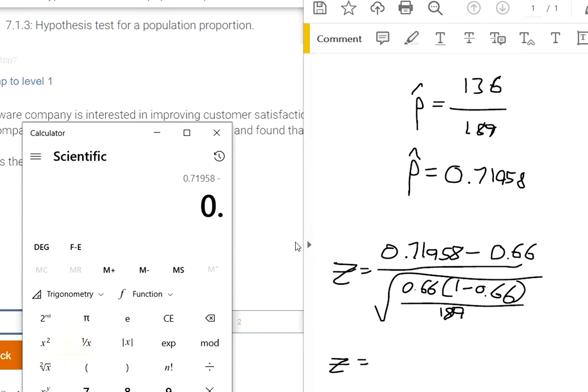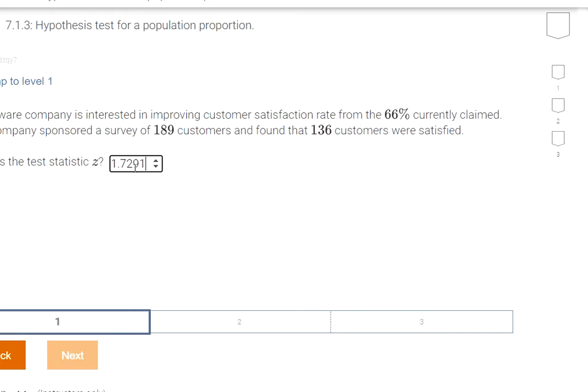And the numerator is 0.71958 subtracted by 0.66. We're going to divide that by the denominator. So it's 0.17291 if we round. I don't know how many decimal places they want.